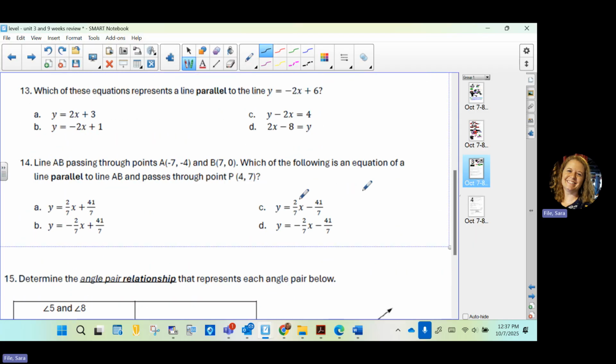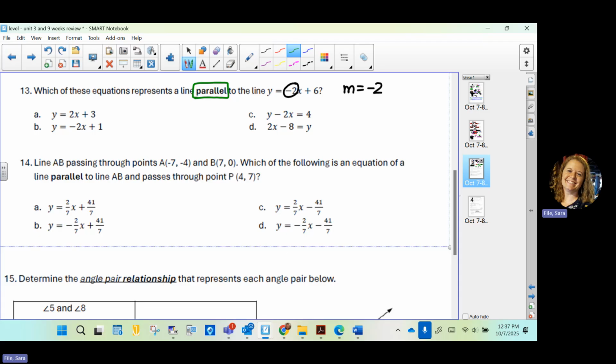All right, 13 says which of the equations represents a line parallel to the given line. So again, what part of this is the slope? Yeah, the slope is that when you're in y equals mx plus b, there's your slope in front of x. So the slope is -2, and now you need to know what parallel slopes are. What's parallel? Same slope. So we need one that has a -2 slope.